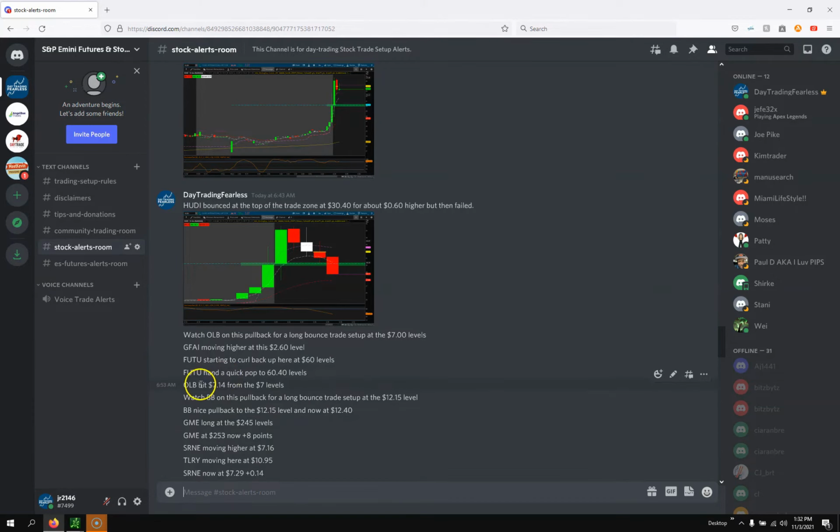But a lot of stocks, like watch OLB on the pullback long for $7, right? Usually for me, my sweet spot, me personally, this is the way I trade, I scalp, is 10 cents. That is my sweet spot. And then look at this. OLB hit 7.14 from that 7, and then it kind of reversed and went lower. Give me in, give me out.